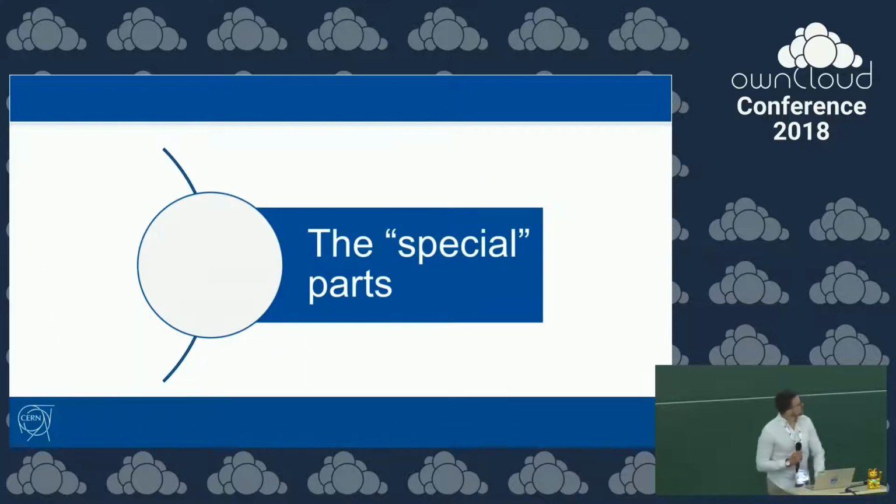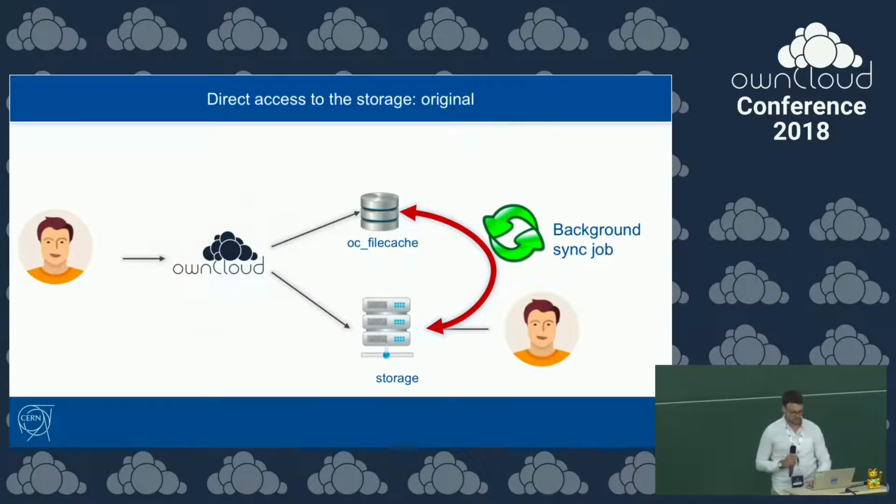So, what are the special parts compared to ownCloud from CERNBox? There are two main differences. The first one is the direct access to the storage. This is a normal ownCloud installation where we have user John here accessing the ownCloud server through the web interface, and he can list the files, upload the files, etc.